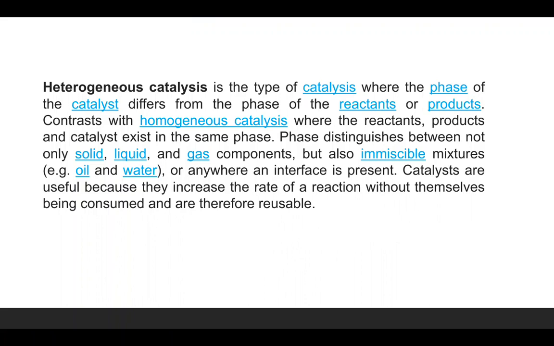So heterogeneous catalysis is the type of catalysis where the phase of the catalyst differs from the phase of the reactant or product. It's the opposite of homogeneous catalysis, where the reactant, product, and catalyst exist in the same phase. You can imagine this is a reaction with different phases, maybe solid-liquid, solid-gas, etc., and also with an immiscible mixture. An example is oil and water.